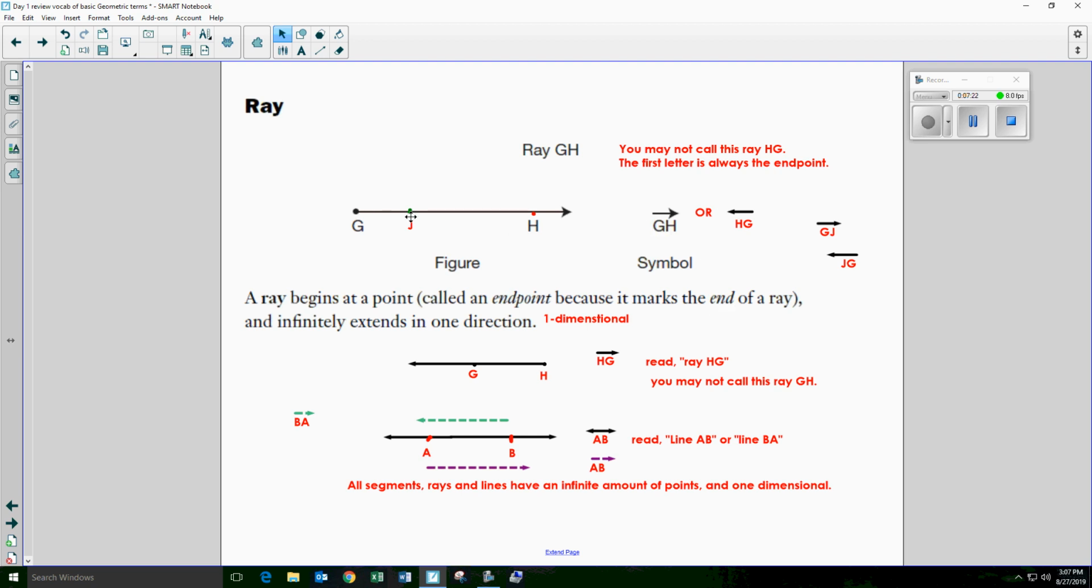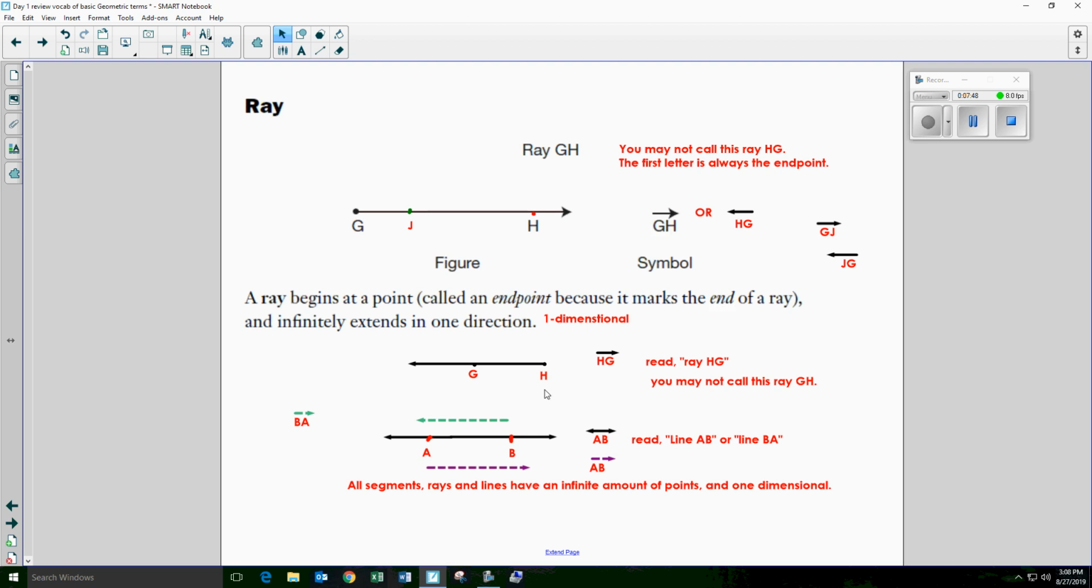Now I do have another ray that I could make out of this right here. I could make ray JH. That means it's starting at J, going through H forever. That is a different ray than ray GH because GH or GJ has this extra piece to it. So if I want to name 2 different rays on here, one would be GH and the other would be JH. Okay, because they're different.